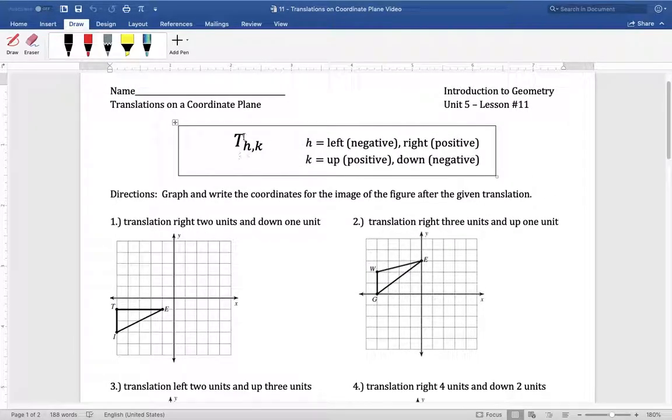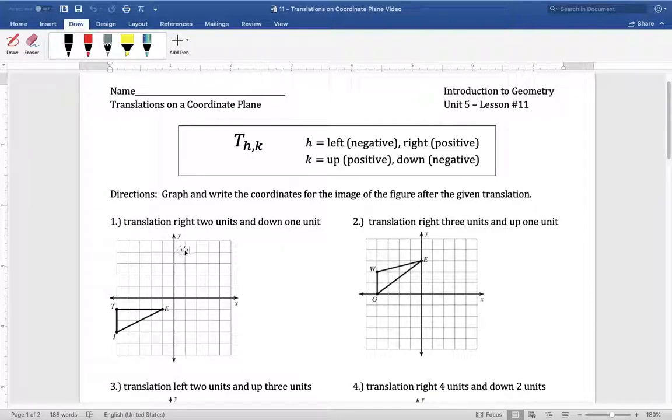When we look at the rule here, which is capital T for translation and H and K, the H is the left or right direction it moves on the x-axis, and the K is the up and down direction. So whatever numbers are here, it could tell you to move it 5 units to the right, minus 3 units down, and so on. We'll write it like this, but we also write it in words. So it's actually pretty easy to do.